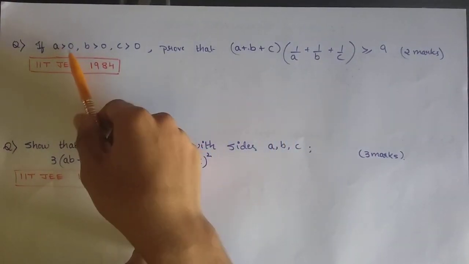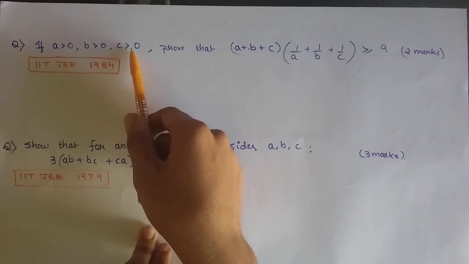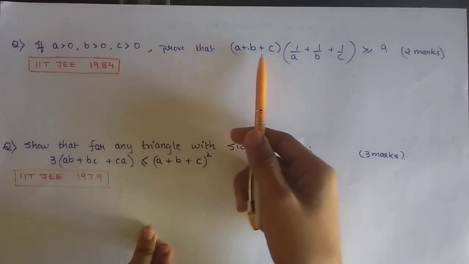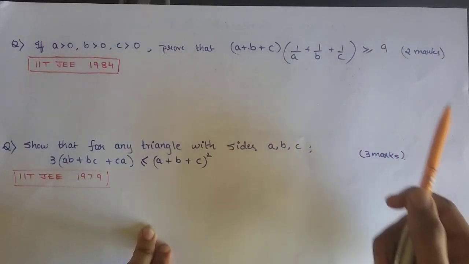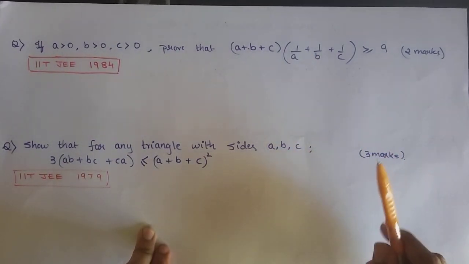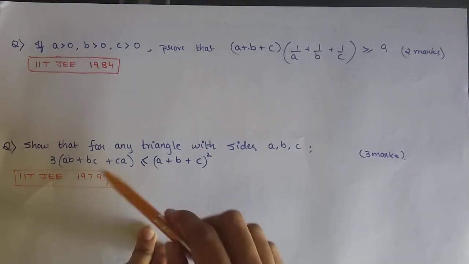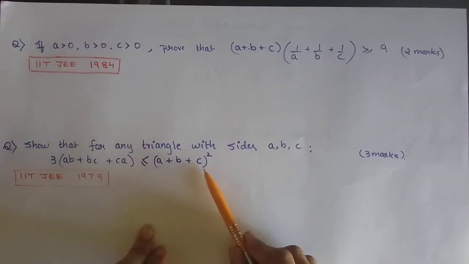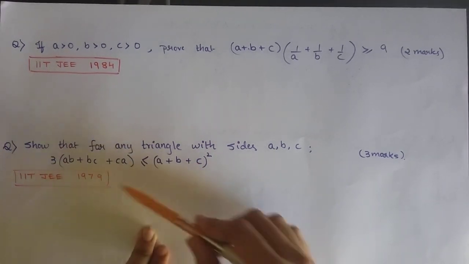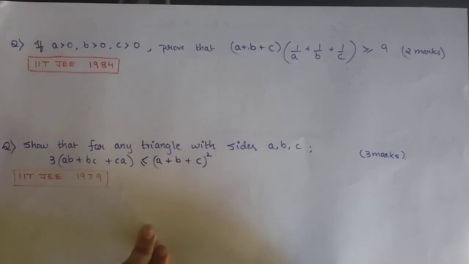They're asking: A greater than 0, B greater than 0, C greater than 0. This is given. Then prove that (A plus B plus C) times (1 by A plus 1 by B plus 1 by C) is greater than or equal to 9. This was asked for 2 marks. And the second question was: show that for any triangle with sides A, B, C, a given inequality holds, which we are supposed to prove. And this was asked for 3 marks.